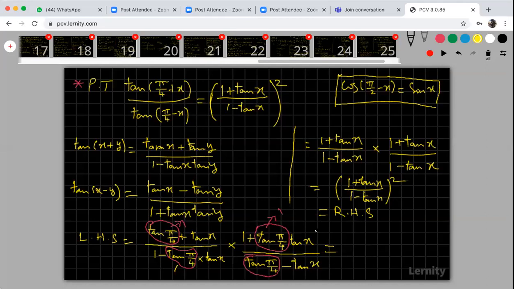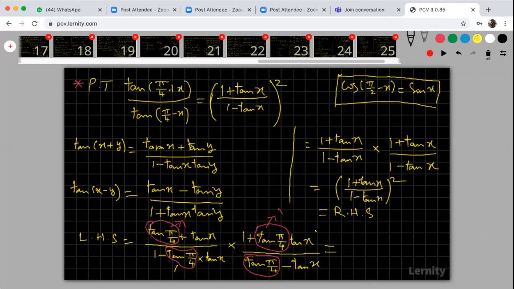Once you finish, we'll go to the next problem. The next problem is, take the next problem.